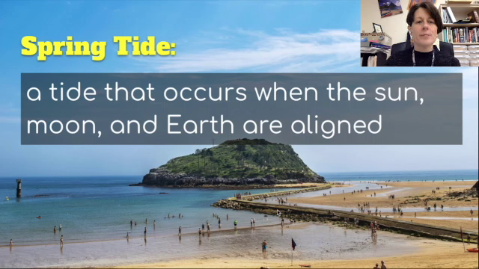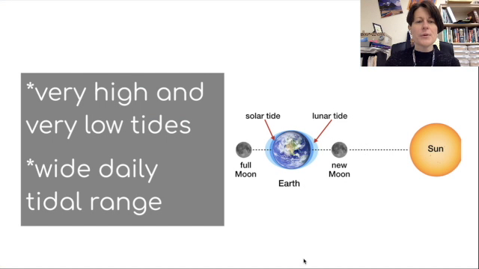Now, there are 2 special types of tides other than high and low tide. There's a spring tide. This is a tide that occurs when the sun, moon, and earth are aligned. And I have this water here that's kind of up a little bit to show that a spring tide produces relatively high tides. So these are very high and very low tides in the widest daily tidal range.